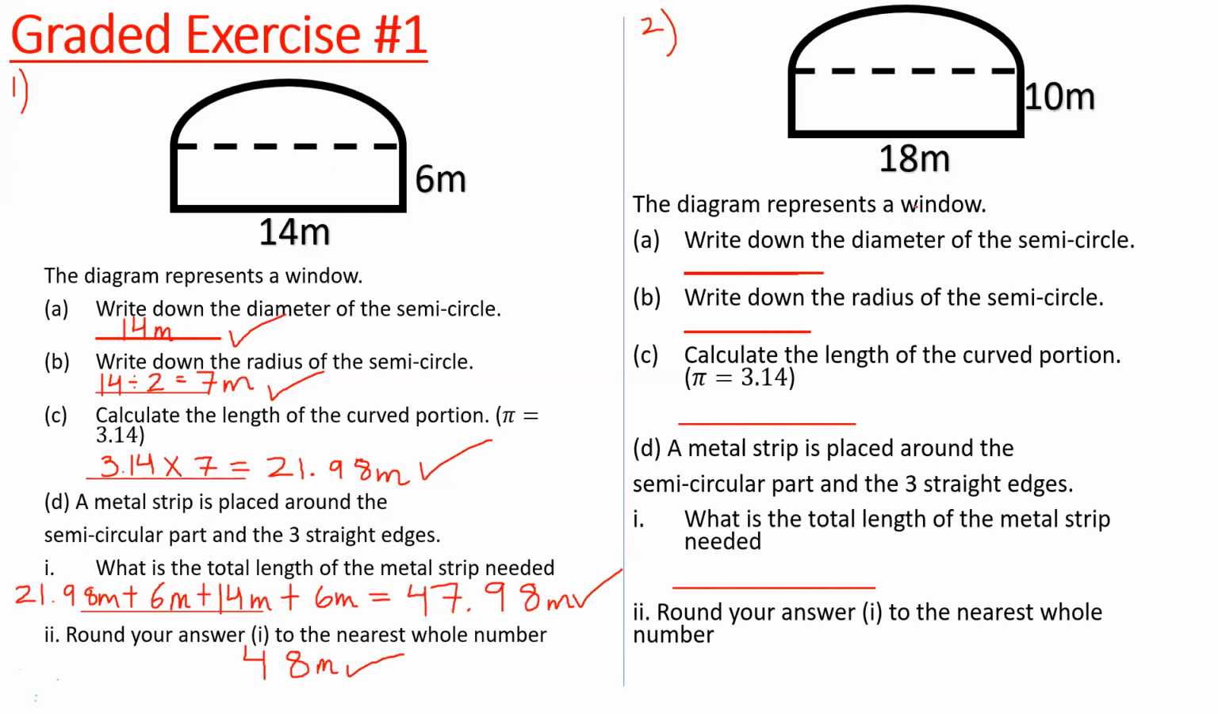All right. Write down the diameter of the semicircle. This is for number 2. What is the diameter? 18 meters. Very good.